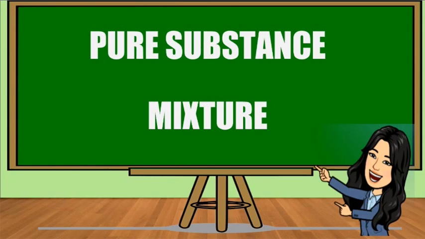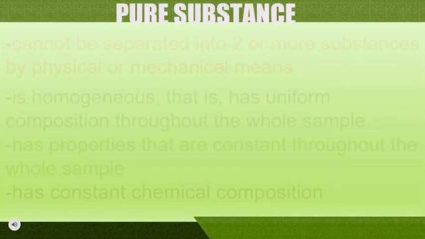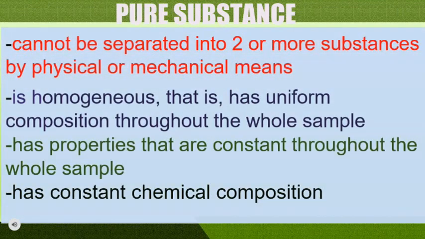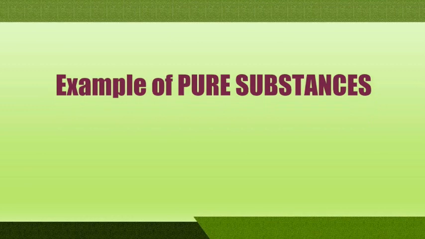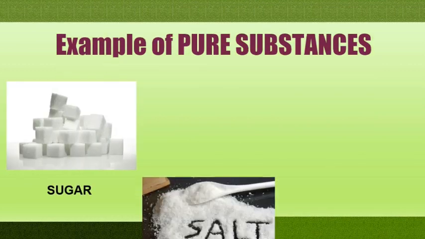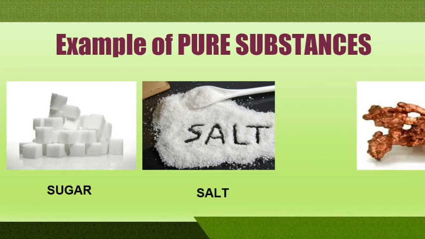Pure substance cannot be separated into two or more substances by physical or mechanical means. It is homogeneous, that is, has uniform composition throughout the whole sample. It has properties that are constant throughout the whole sample. It has constant chemical composition. Examples of pure substances are sugar, salt, and copper.